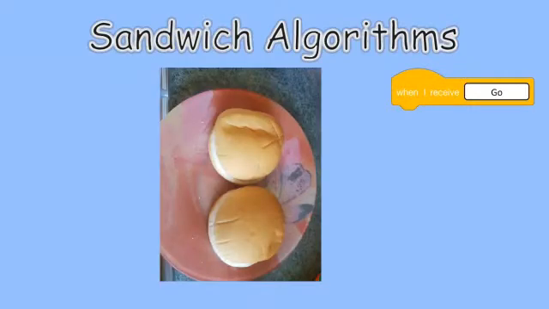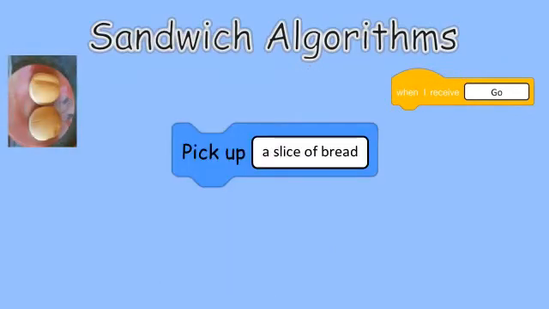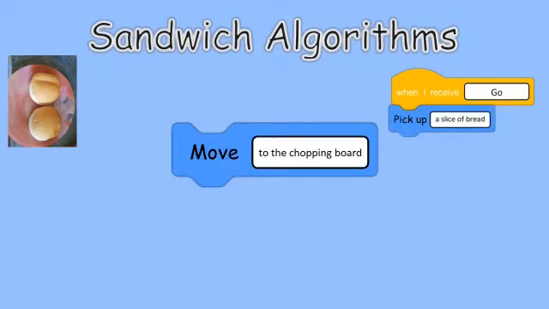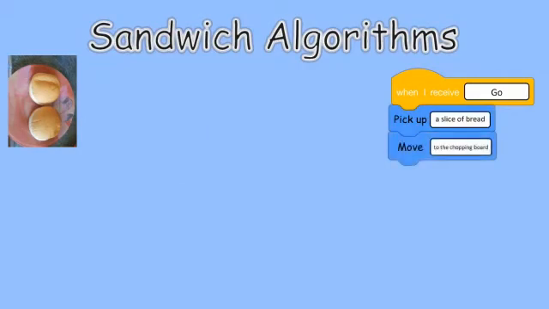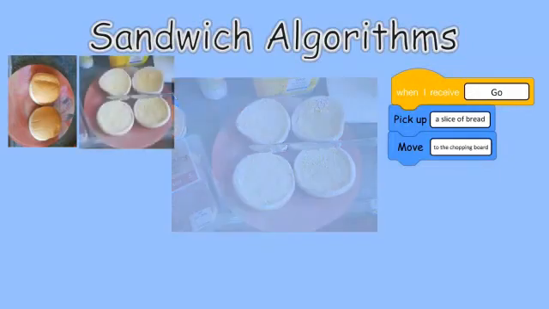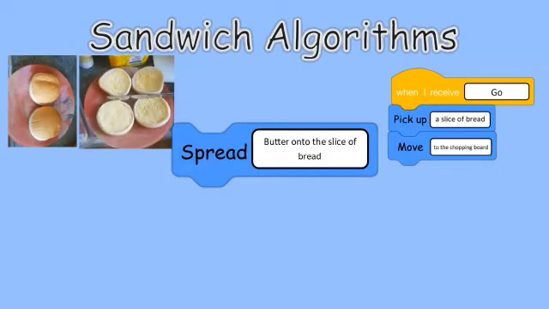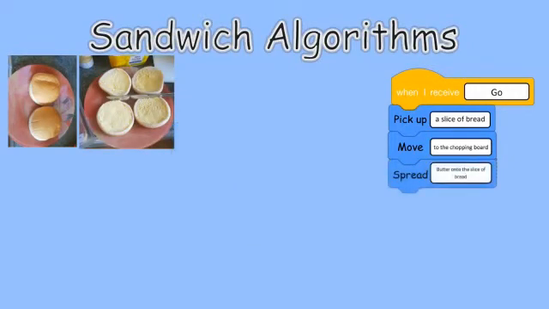And now I need to think about my bread, because the bread is the first thing that I need to add. So I need to pick up my piece of bread and I need to move it to my chopping board. What's the next thing I need to do? That's right, I need to butter my bread. So I need to spread butter onto the slice of bread.